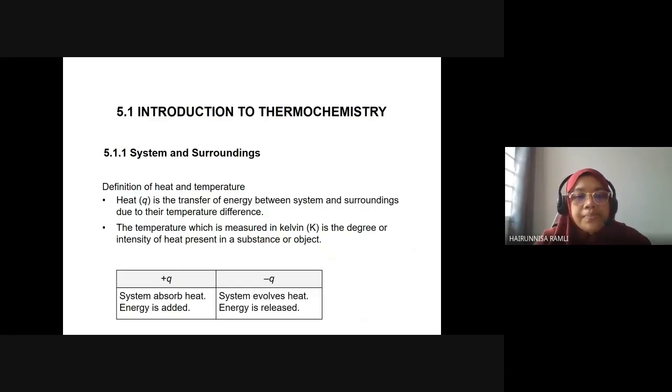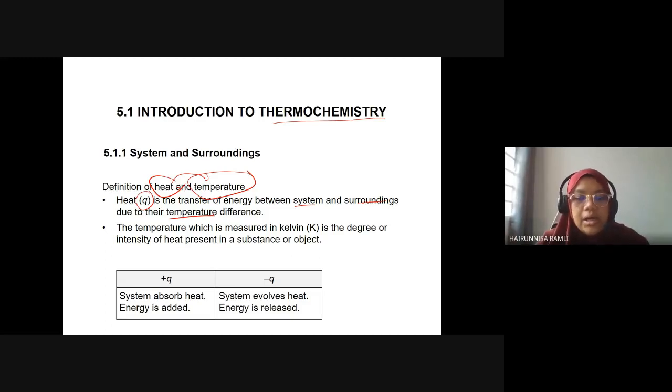Okay, so when we talk about thermochemistry, of course you tak boleh lari daripada perkataan heat. Bila heat is actually related to temperature. Okay, so what is actually heat? Heat is actually Q lah kan. Q, you belajar dah kat sekolah dulu kan. So Q is the transfer of energy between system and surrounding due to their temperature difference. Okay, related lah dengan temperature.